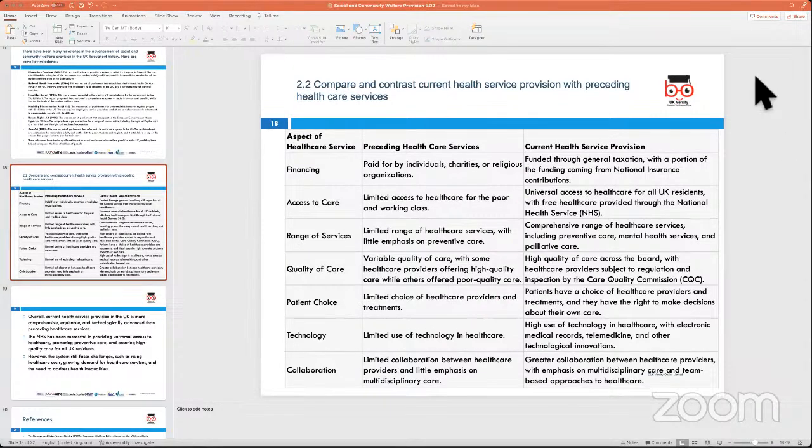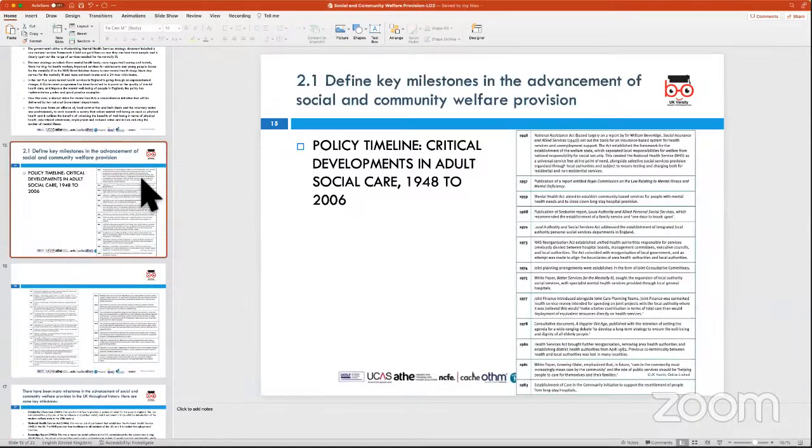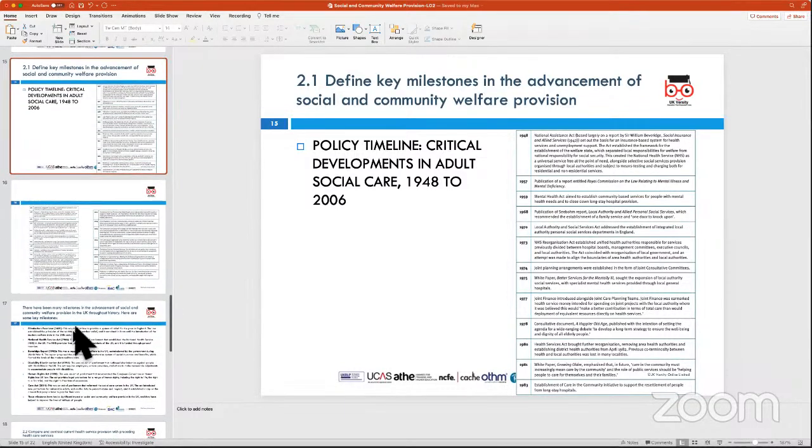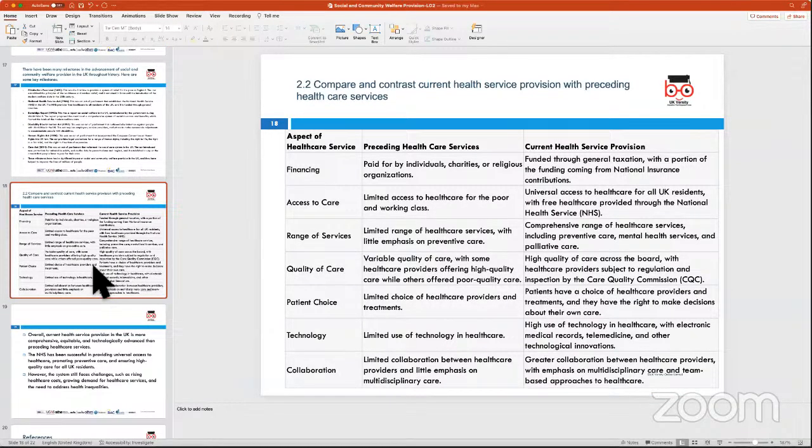And that would be looking at covering learning outcome 2. So essentially 2 aspects is what we need to understand. One is a timeline of how community and social welfare provision came into our society, and that is looking at a timeline from 1948 to 2006. And the second assessment criteria looks at covering what we get today and what we were getting before 2006, which is what you need to cover in this second part of the criteria. Any questions on this that we've discussed so far?